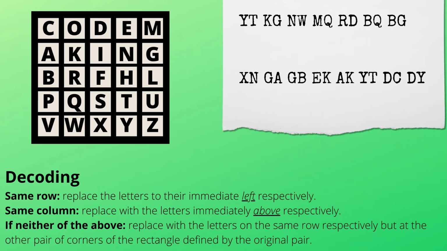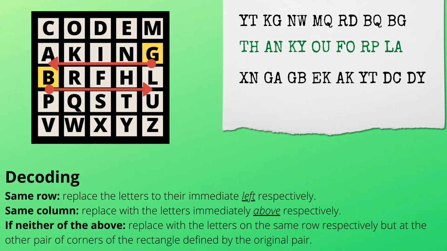Okay, so let's work together to try and solve this. YT are in the same column, so we have to move them up one space. They become TH. KG are in the same row, and so we move them one space to the left to get AN. NW are not in the same row or column, so they make a rectangle and they become KY. Same with MQ, which gives us OU. RD becomes FO. BQ is RP. BG is LA. XN is Y, and either I or J, and we'll have to look at the letters around it later to give us context to help us figure that out.